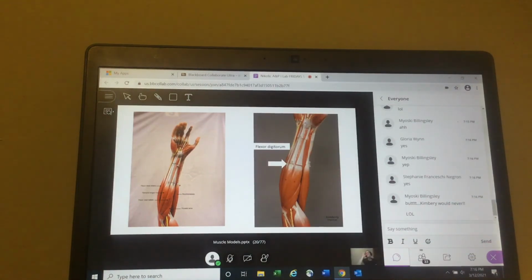All right, guys. That's your flexor digitorum, right? Find the pinky. Go down a bit. You got it.